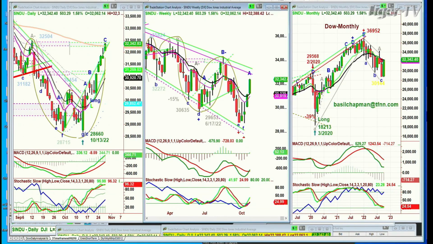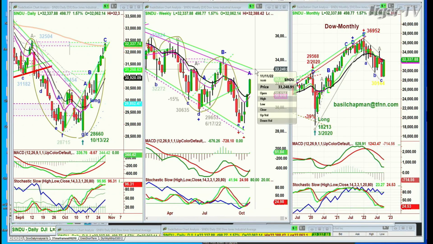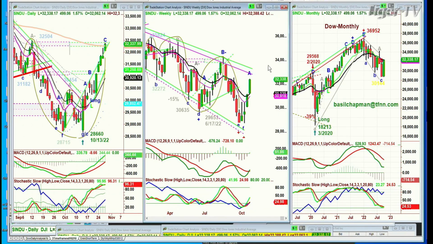So this is a powerful move, and that's why I'm making a fuss to say that the weekly inside track repellent zone, and that says 33, and this is the weekly, of course, 33,300 starts to go out of that zone.